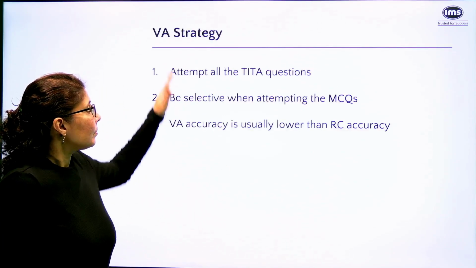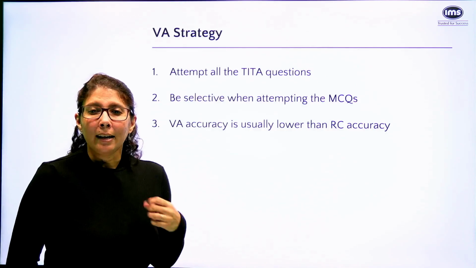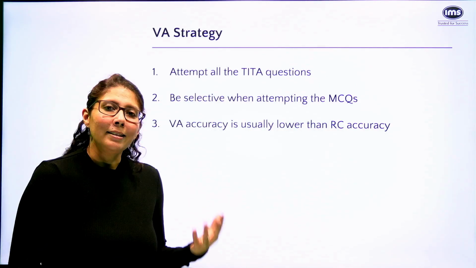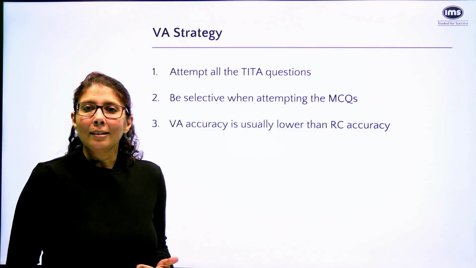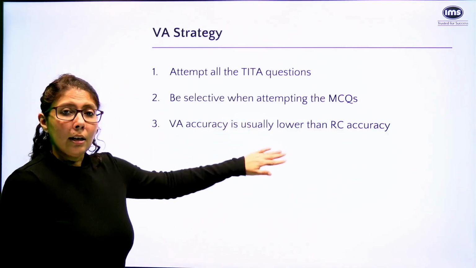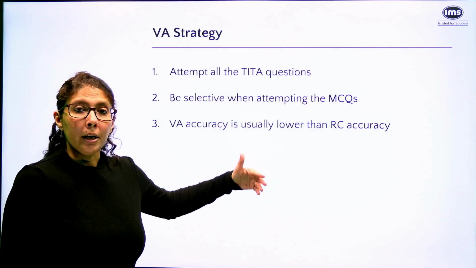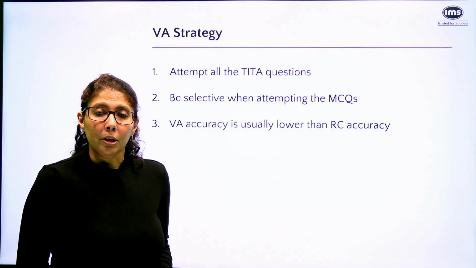And now, the VA strategy. See, first of all, we have to understand that in VA, accuracy will not be as high as it will be in RC. Let's live with that fact. And one of the reasons is the TITA questions, particularly the parajumbles. So, if we know that VA accuracy is lower, the only thing that we can really control is the time that we devote to this section.